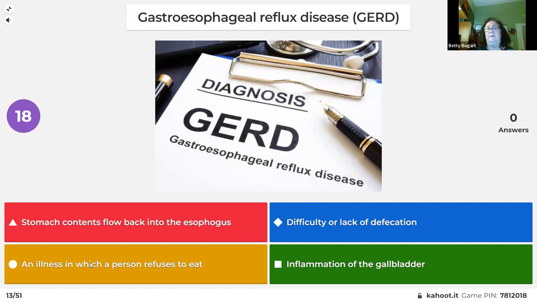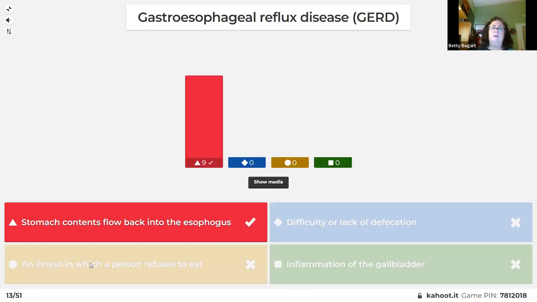Gastroesophageal reflux disease, GERD, what is that? What does that mean? So this is when the stomach contents goes up the esophagus and it burns and it hurts. And in older children, you hear them coughing because it's trying to get into the lungs, and that abdominal pain, heartburn is all part of it. It feels horrible.